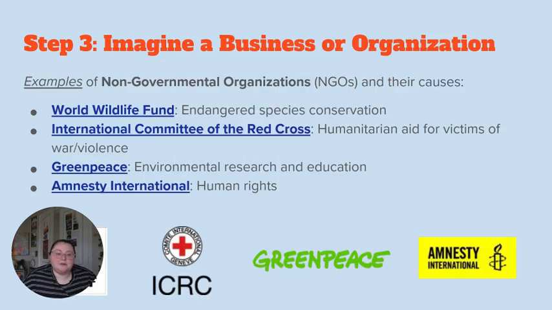Step 3 is to make a business or organization. These are non-governmental organizations and businesses listed below that will give you a better idea of what these types of organizations do. For example, the World Wildlife Fund protects endangered species and conservation. The Red Cross helps people who are victims of war and violence. So you can go to these websites to give you more ideas about what type of organization we're asking for.